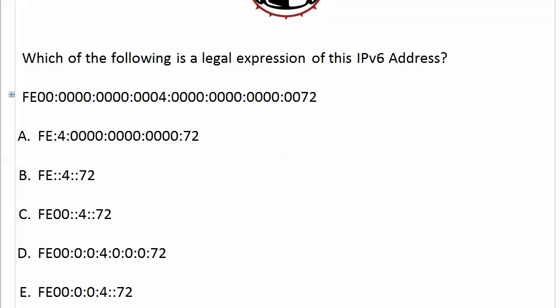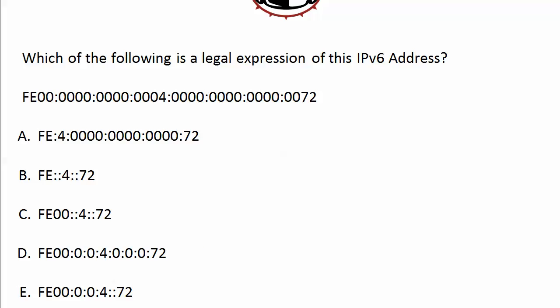Well, how about this block that we compressed from 0004 down to 4? Is that legal? Sure it is. It's legal. It's leading zero compression. So we did the same thing with each of the next three blocks. We compressed each one 4 zeros down to 1 zero, and then finally, we took the block 0072 and compressed that down to 72 by dropping the two leading zeros. So D is a perfectly legal address.